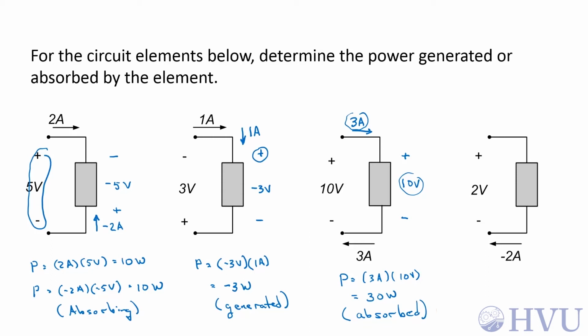Now again, I can choose a positive voltage polarity and positive current direction. I think I'll stick with this as being a positive current direction. This direction is the same as that direction, so I don't change the sign. This becomes a minus 2 amps. Current enters the positive voltage polarity. This polarity is the same as this one. I don't have a sign change on the voltage, so that's positive 2 volts. And power is minus 2 amps times 2 volts, which is minus 4 watts, and this is being generated.